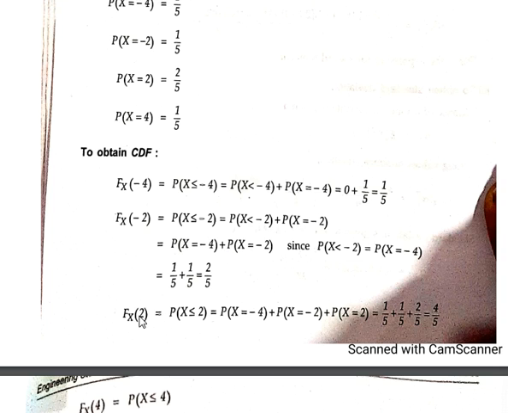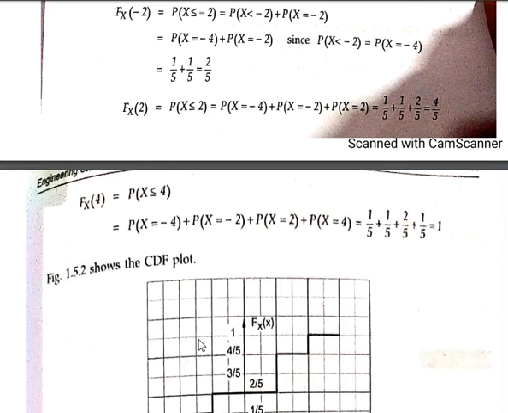So what is Fx of 2? Fx of 2 is when P of x is less than or equal to 2, which means P of x equal to -4, P of x equal to -2, and P of x equal to 2. These all get added, altogether it is 4 by 5. And similarly, Fx of 4 is the sum of all of them, which makes it 1.